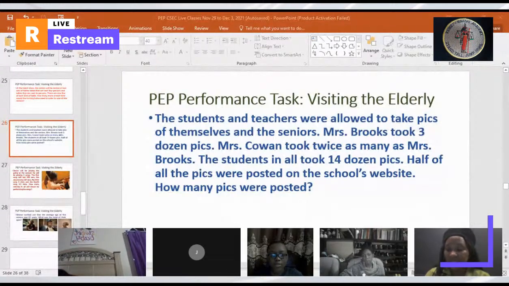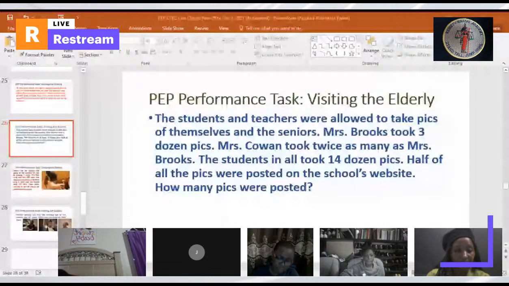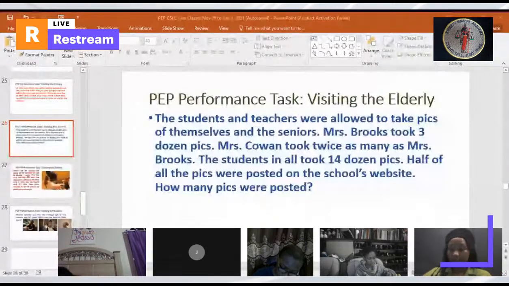All right, so who can help us to complete this task? How many pics did the students take? Jordan is at 276 pics in all. So Jordan, how many of that belong to students?